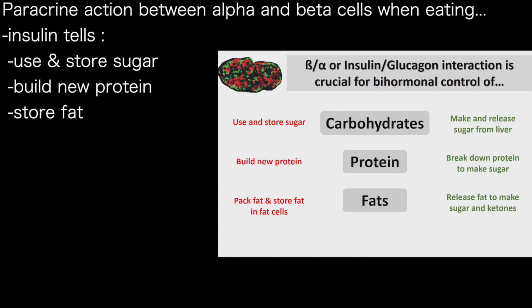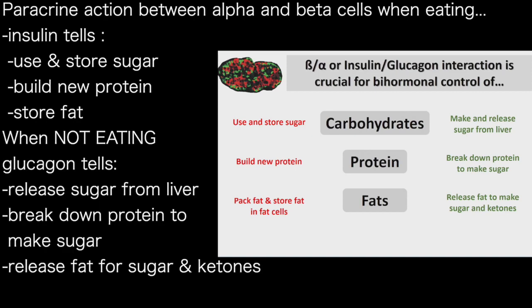use and store sugar, build new protein, pack fat and store fat. On the other hand, in situations of scarcity, the glucagon is telling, make and release sugar from the liver, break down protein to make sugar, and release fat and perhaps convert them to ketones.